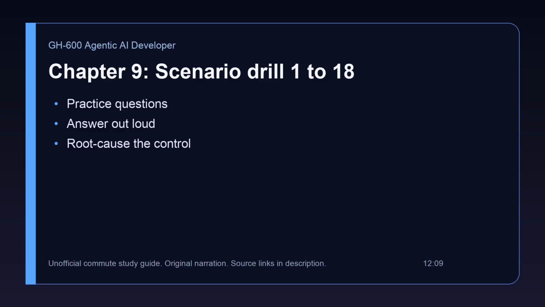Question 11. A repository-level memory says the project uses Jest, but the repo migrated to Vitest. What risk does this represent? A. Tool sprawl. B. Stale context. C. Too much autonomy. D. Bad pull request template. Answer: B. A memory that no longer matches the repo is stale context. Stale context causes wrong tools and wrong assumptions.